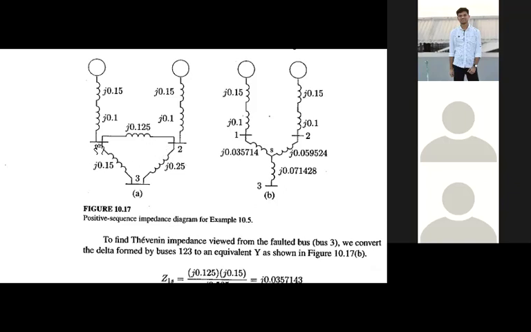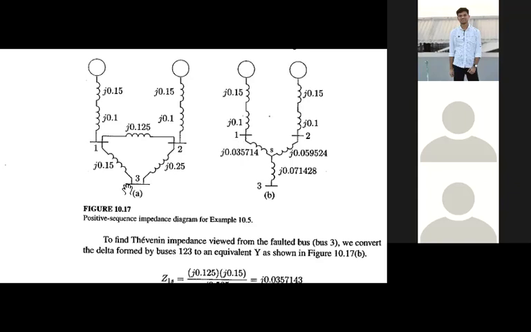I have a small question. Sir, why did we make this right side diagram, the diagram B? What was the purpose of this? It is actually the conversion for equivalent circuit, equivalent impedance determination.